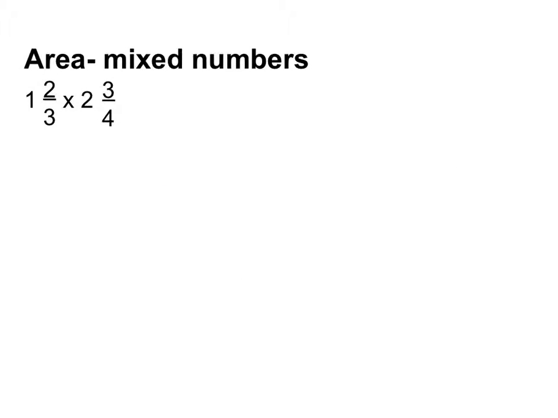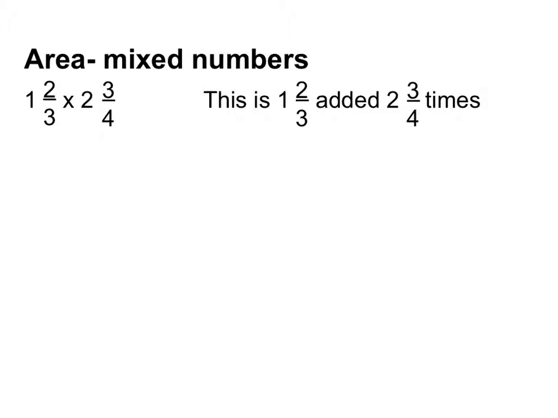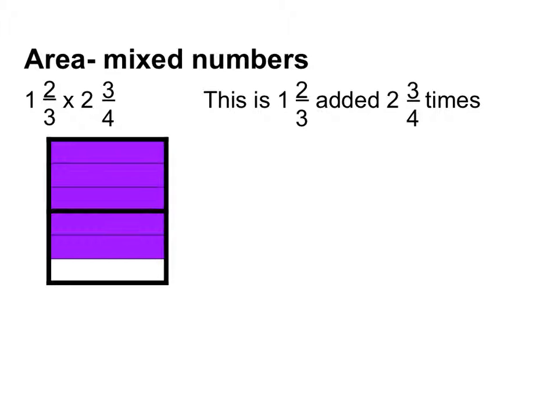Okay, mixed numbers. So now our drawing is going to get a little bit bigger, but it's exactly the same idea. So 1 2/3 times 2 3/4. So this is 1 2/3 added 2 3/4 times. That's going to take some getting used to. 1 2/3 added 2 3/4 times. So I'm going to start by just drawing 1 2/3.